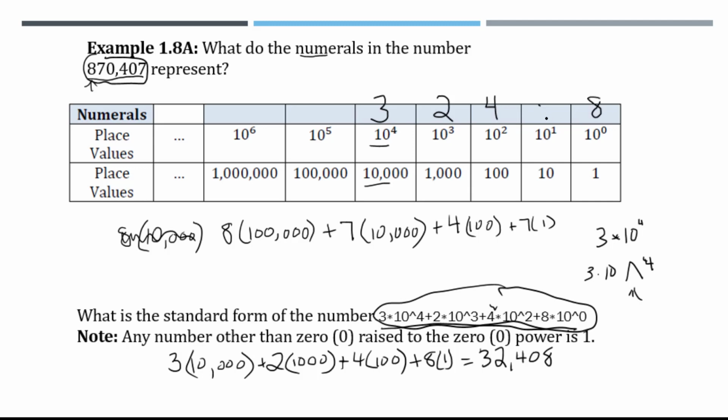A lot of students will put the 8 here. There is nothing here. There are no 10s. There is no 10 to the 1. So there's the number. And see how easy it is to write out that way? Just a note, any number raised to the 0 power is 1. And we went over that before, right? Any number raised to the 0 power equals 1.